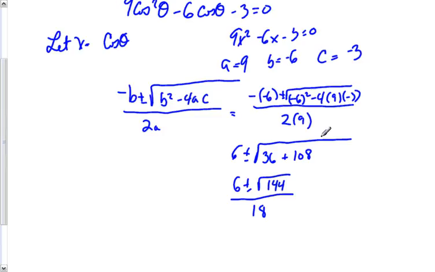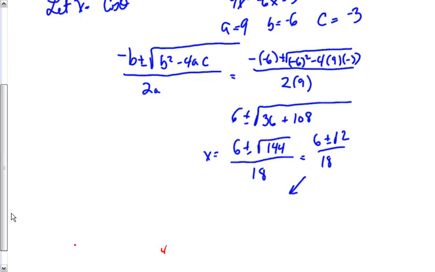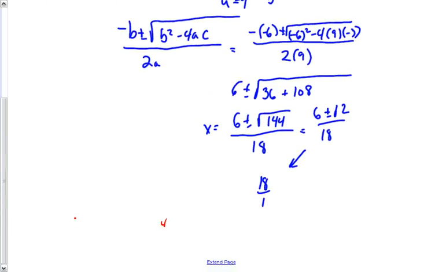Now look, square root of 144. Hey, I know that number. That's 12. So I have 6 plus or minus 12 all over 18. We're going to split this into two parts, and this is what x equals, by the way. And we get 18 over 18, or we get 6 minus 12, which is negative 6 over 18, aka negative a third. So I've got 1 and negative a third. That's what x equals.